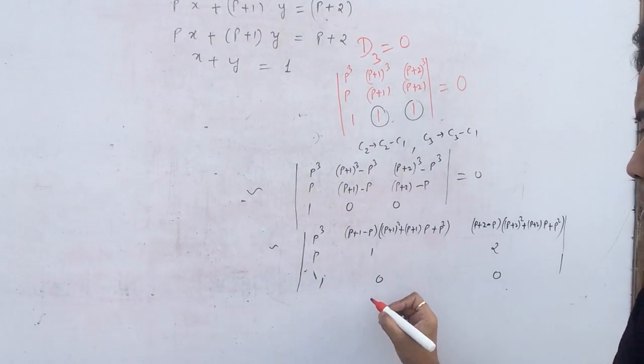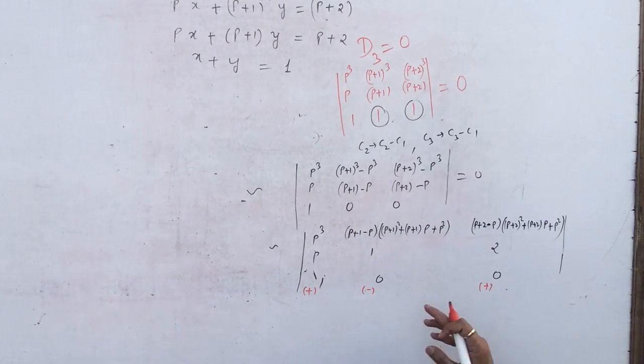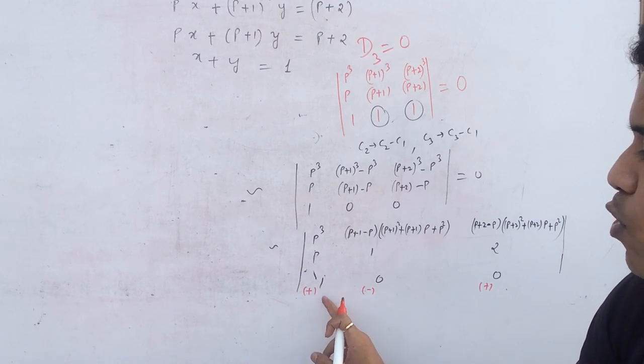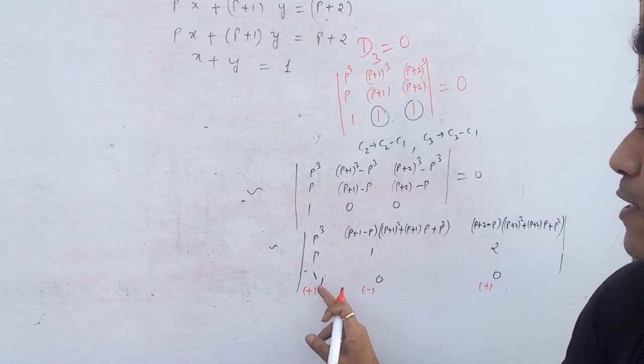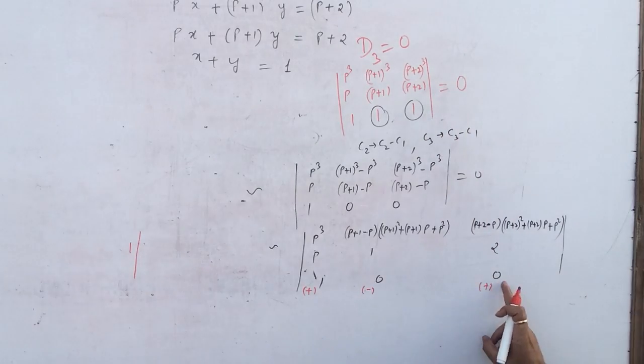Yeah. Column 3. Okay, you will get here plus, minus, and plus. So we would not work on this 0 and 0. Okay, we are only working with this plus 1. So write plus 1 here like this, and remove this row and this column.